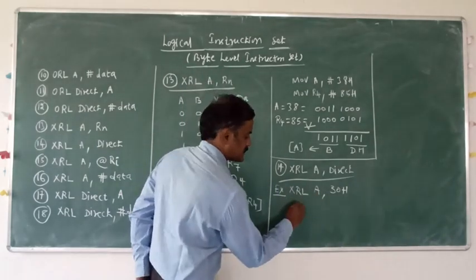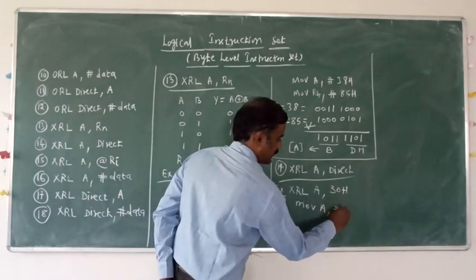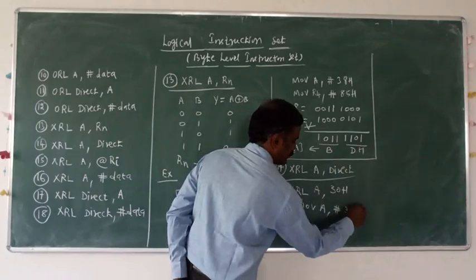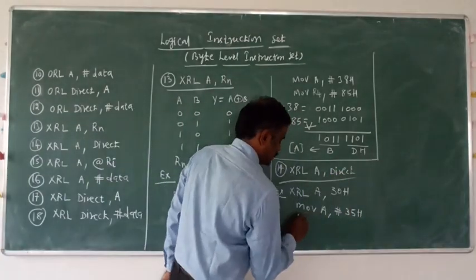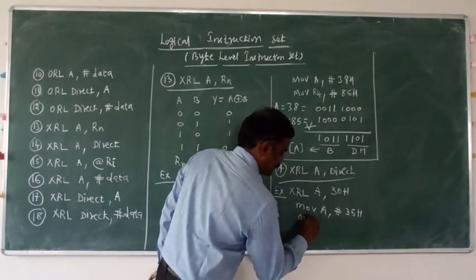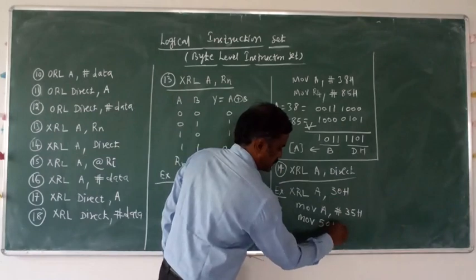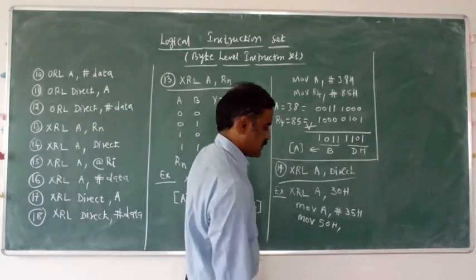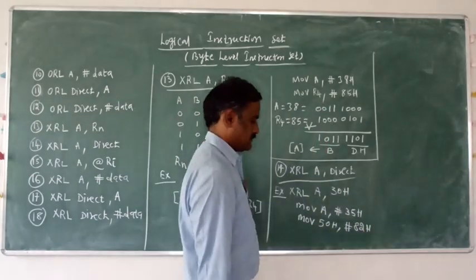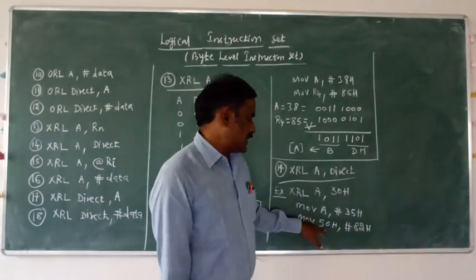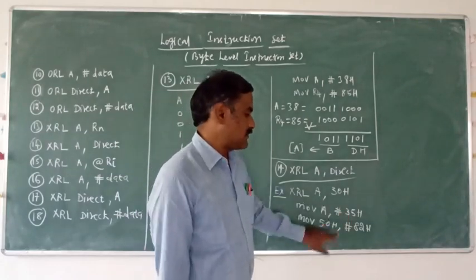First we have to initialize the data in the A register. MOV A, #35H. Then we initialize the memory: MOV 50H, #82H. So 82H is the data in the 8-bit memory address location, and the accumulator holds 35.